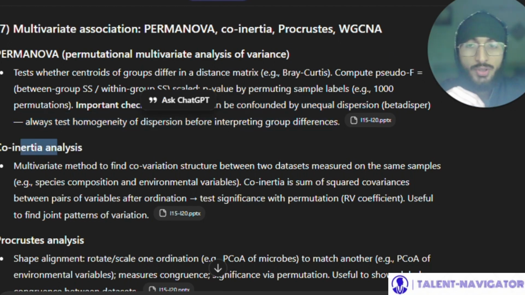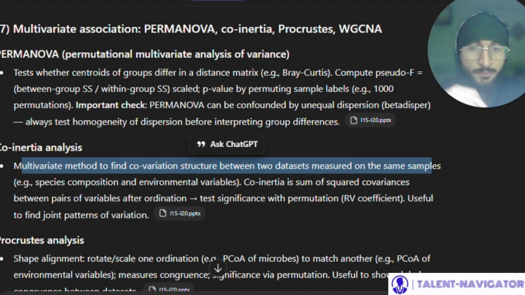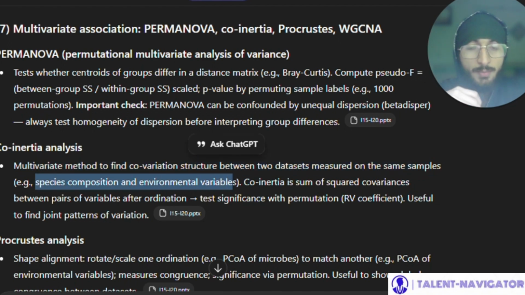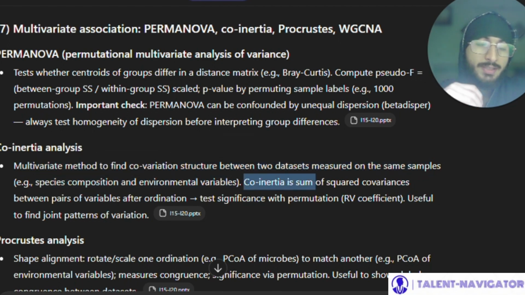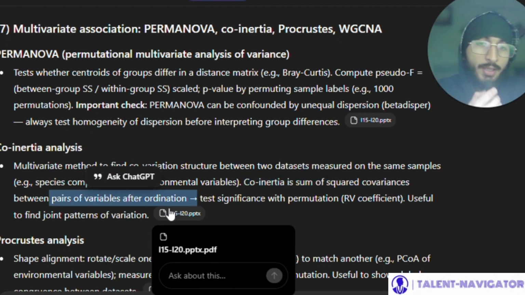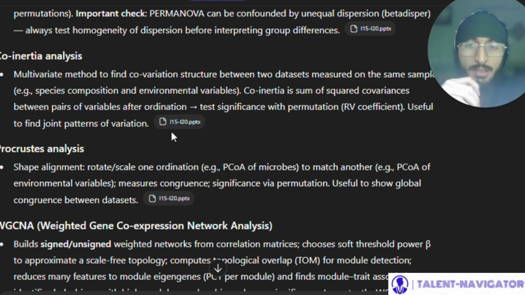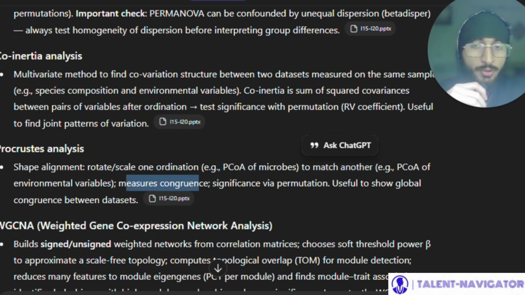Next up, we have co-inertia analysis, a multivariate method to find covariation structure between two data sets measured on the same samples, for example, species composition and environmental variables. Co-inertia is basically the sum of squared covariances between pairs of variables after ordination. It tests significance with permutation using the RV coefficient, and is useful to find joint patterns of variation. Then we have Procrustes analysis, for shape alignment: rotate and scale one ordination to match another. It measures congruence based on shape correspondence.